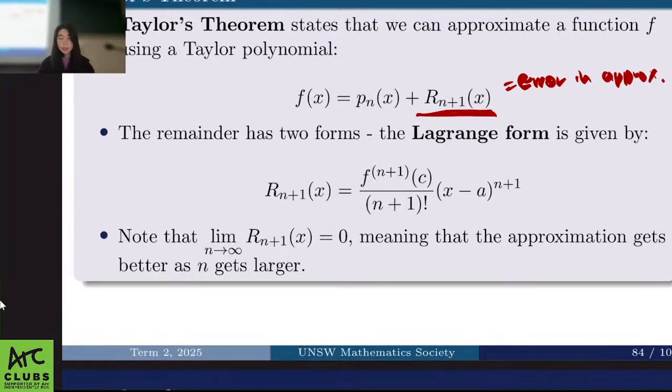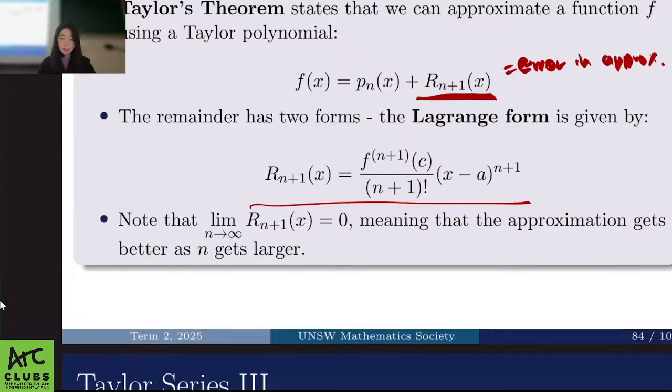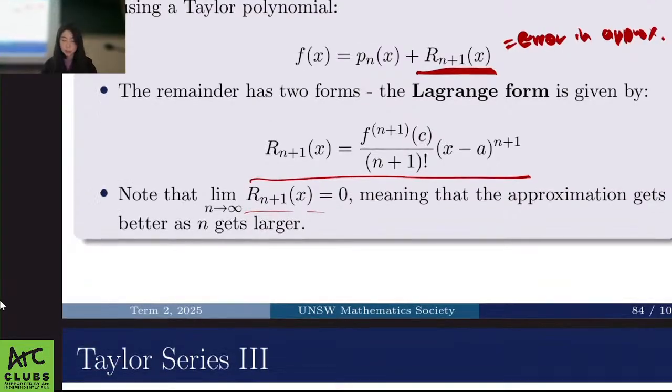Right, so this remainder has two forms. One's called the Lagrange form, which is given by this. This is also in the textbook. So note that because this remainder approaches 0 as n approaches infinity, this means that as we increase the power of the polynomial, we're getting closer and closer to the true value, basically saying that the error in approximation gets smaller and smaller as n gets bigger.